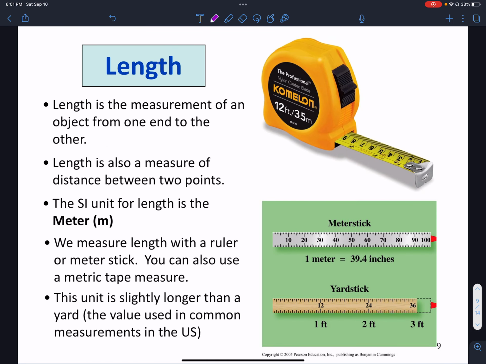Length, another measurement you are probably familiar with, is the measurement of an object from one end to the other. It can also measure the distance between 2 points. And we use tools like rulers, meter sticks, and this is the example of a tape measure, to measure in the unit of meters. A meter is slightly longer than a yard. So when we have meter sticks in our classroom, if you held one up to a yardstick, you would see it's slightly longer. And we represent this unit with a lowercase m.